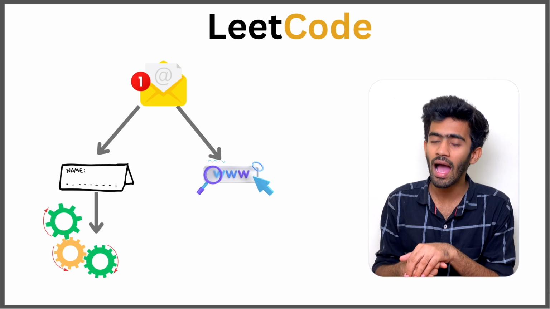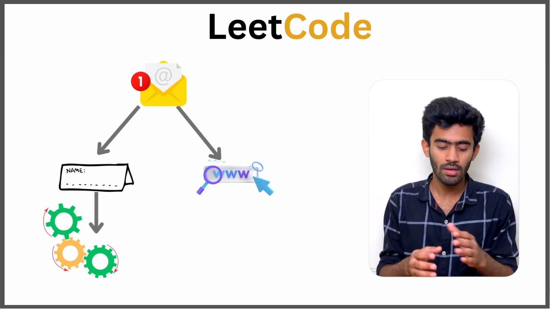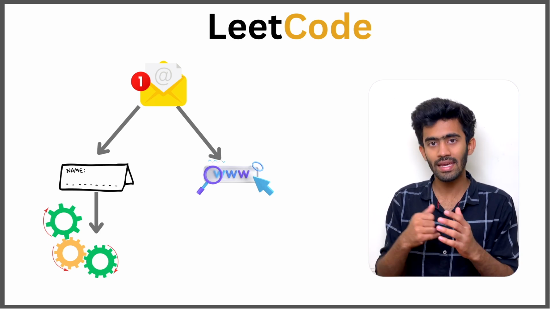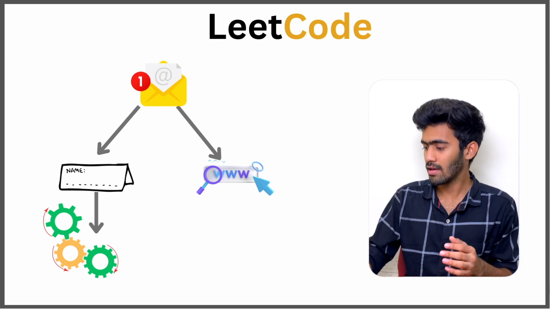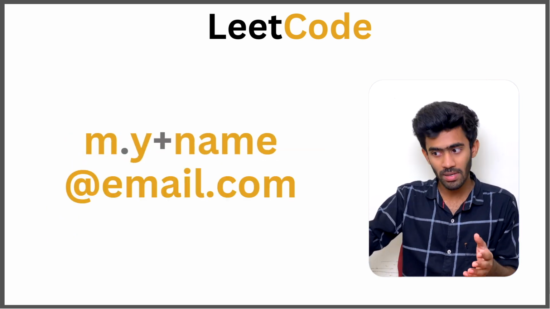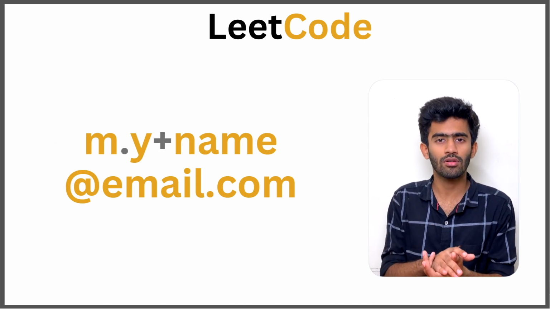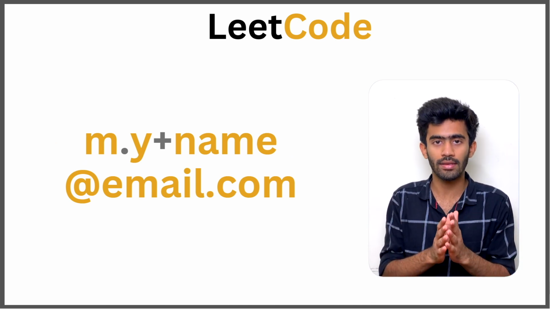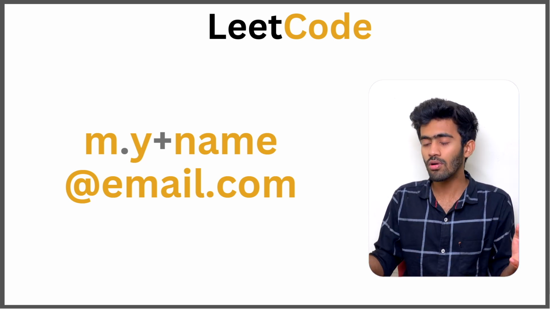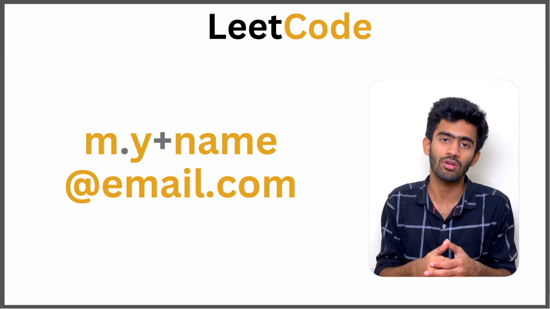There comes our hash set. So we are going to use the data structure called a hash set, as a hash set contains only unique values. For example, we have two email addresses like m.y plus name at email.com and my plus name at email.com. These both are distinct email addresses. They both are different. But after our processing, both of these will become the same email address, my at email.com.